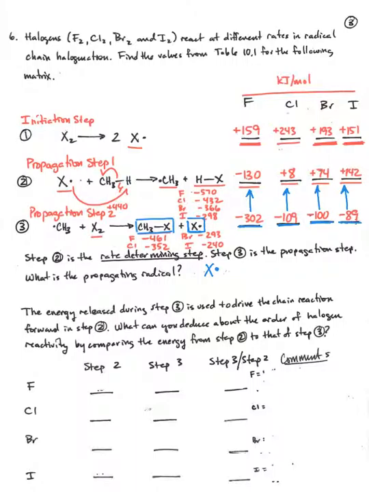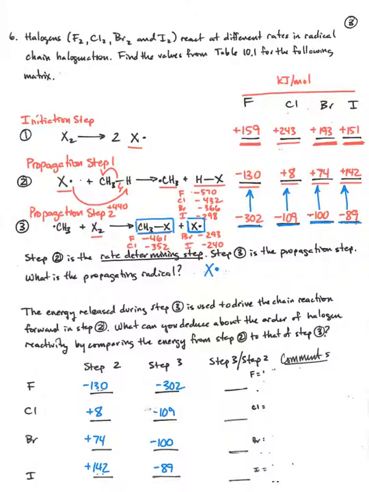So what we're going to do on this next thing is just write down the values. So from step 2 we have negative 130 for fluorine, plus 8, plus 74, plus 142. Those were step 2 values. Step 3 values, we have negative 302, negative 109, negative 100, and negative 89.